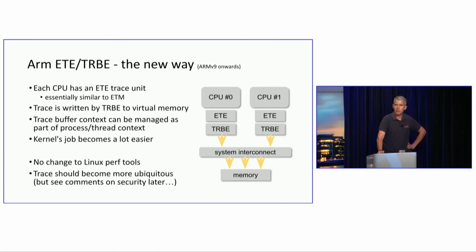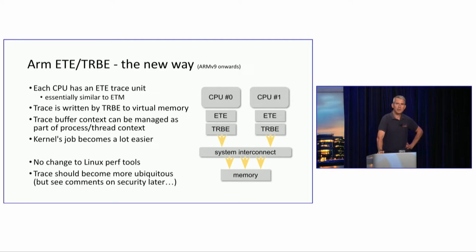More recently, ARM has introduced a sort of alternative way to do this, which is more CPU-centric and certainly more software-friendly. In this new setup, each CPU has a dedicated trace writer. So the trace will come out of the CPU and be written directly from the CPU, each CPU, to the system interconnect, and then through that to a memory buffer per CPU.